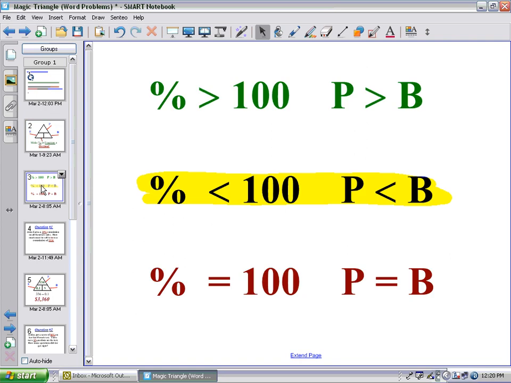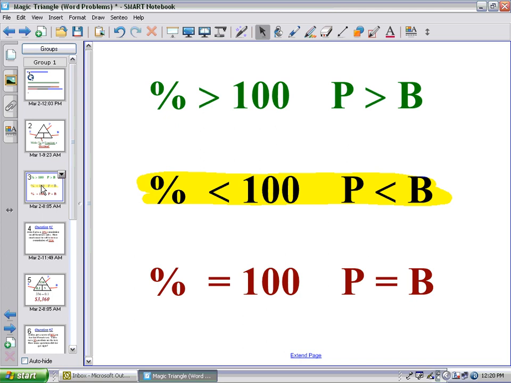Second thing that you need to notice is this. If my percent is greater than 100, then the value of P, the top of the triangle, is going to be greater than the value of B in the lower right chamber. Most of the time, the middle part happens. If my percent is less than 100, then the value of P is going to be less than the value of B. And last but not least, if my percent is 100, then the value of P is going to be exactly the same as the value of B.